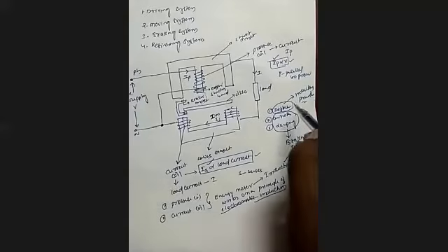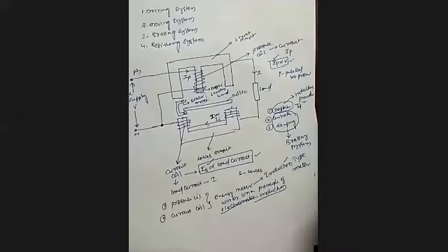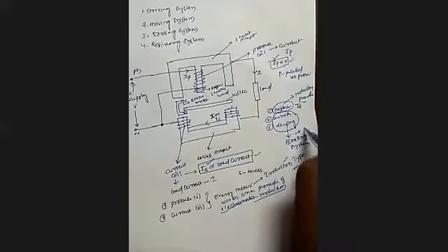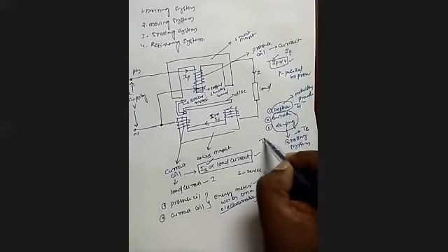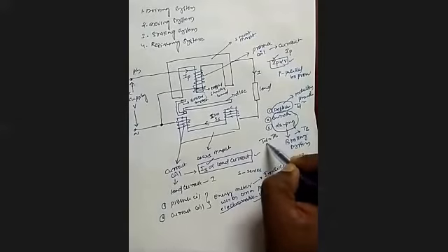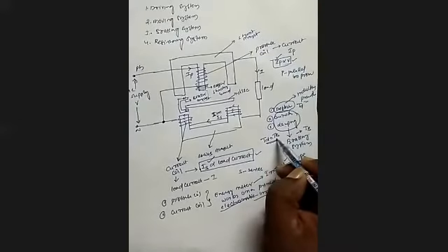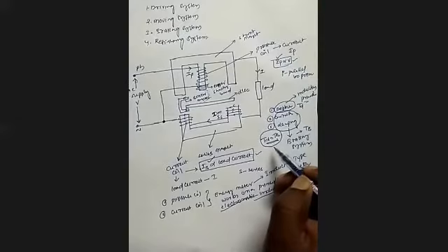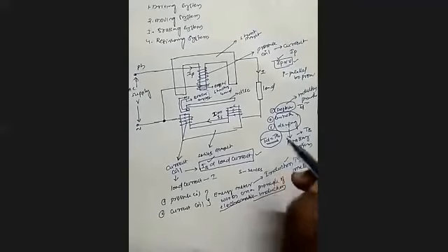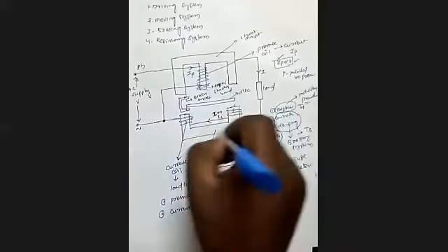So the deflecting torque produced by the induction principle is called the deflecting torque TD. The braking torque or controlling torque is provided by the braking system, that is TB. Under steady state condition, we know that the deflecting torque equals the braking torque. Once the deflecting torque equals the braking torque, steady state occurs, and then accurate measurement happens. So in this class, we need to understand how the deflecting torque is developed inside the energy meter.